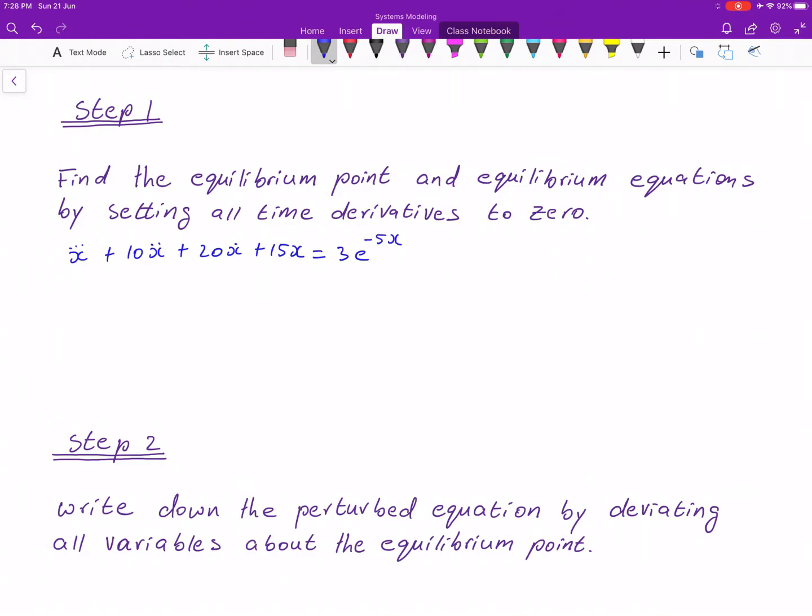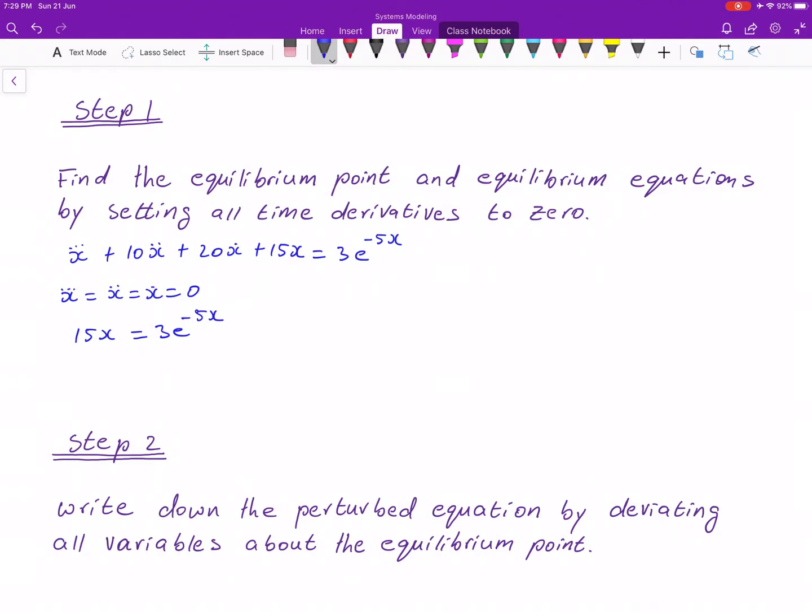And the first step, we say that we want to find the equilibrium point and write down the equilibrium equations by setting all the time derivatives to 0. So if I set x triple dot, which is equal to x double dot, which is equal to x dot, which is equal to 0, I just set all the time derivatives to 0. This implies that we are going to have 15x is equal to 3e to the minus 5x. So this is the equation that we are going to look at.